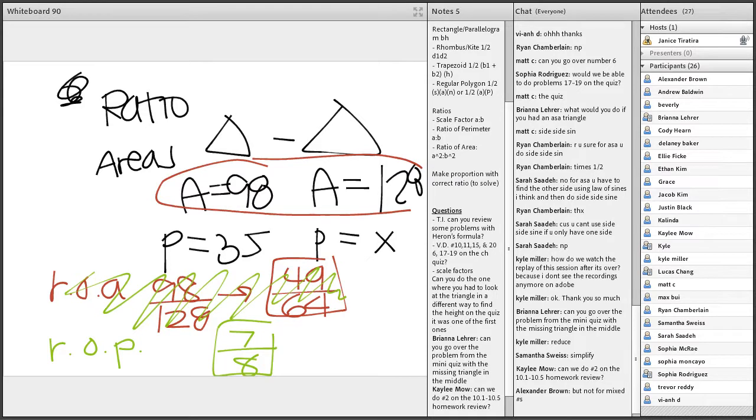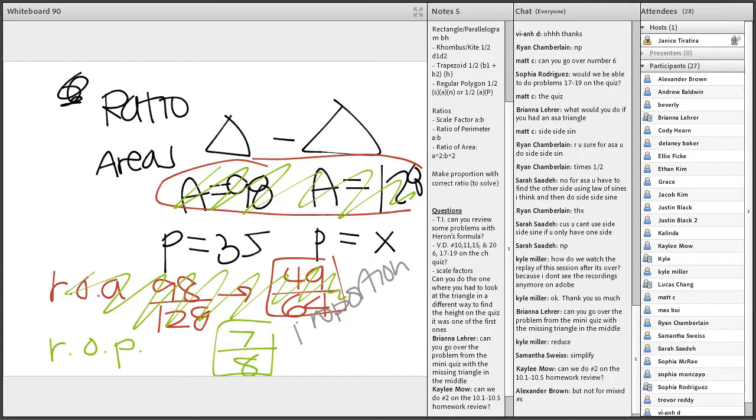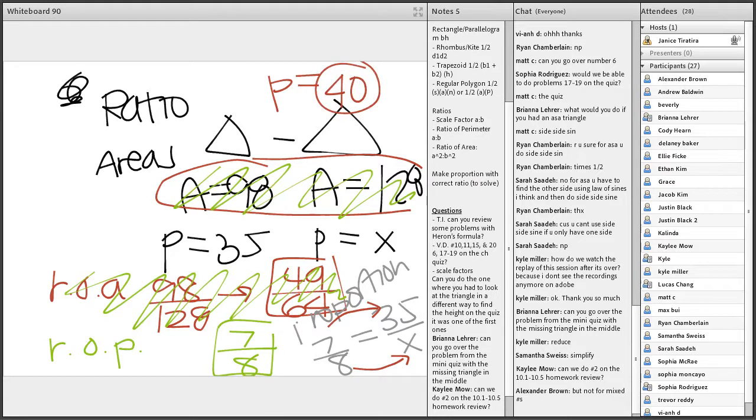Okay, now we're going to make a proportion, and we're going to set it up. 7 over 8 equals 35 over x. So you could cross multiply, do all that jazz. This is what I do. I notice I multiply the top by 5, so multiply the bottom by 5. So our final answer for the perimeter will be 40 centimeters, or whatever units they give us.